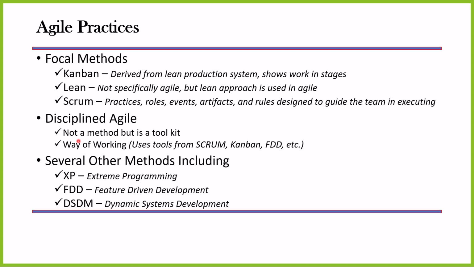All right, so I can pull tools from Scrum, from Kanban, from Lean, from XP, from FDD, from DSDM. I pull tools from each one of those and I combine them into my method for how I'm going to be conducting my agile projects. It is a toolkit rather than a method such as some of the others are. We determine what we're going to use and we use it basically.